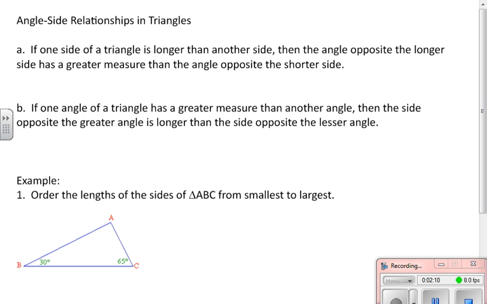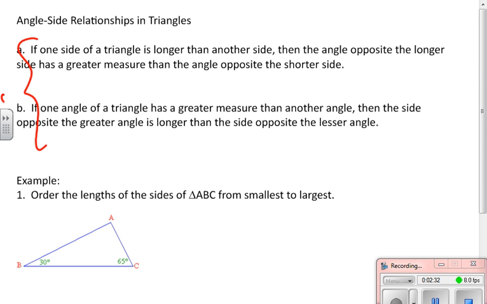There are also some relationships between angles and sides in triangles. So if one side of a triangle is longer than another side, then the angle opposite the longer side has a greater measure than the angle opposite the shorter side. If one angle of a triangle has a greater measure than another, then the side opposite the angle is longer than the side opposite the lesser angle.